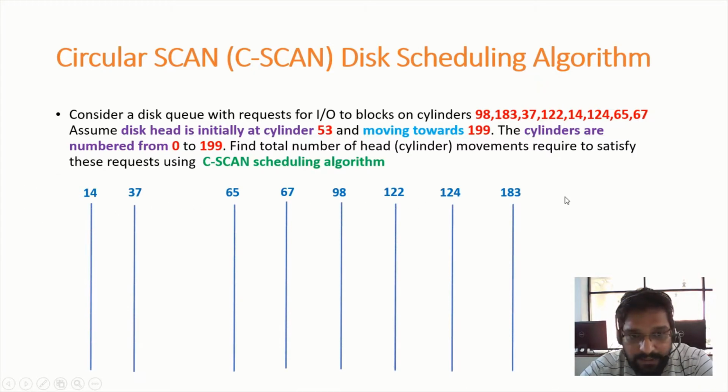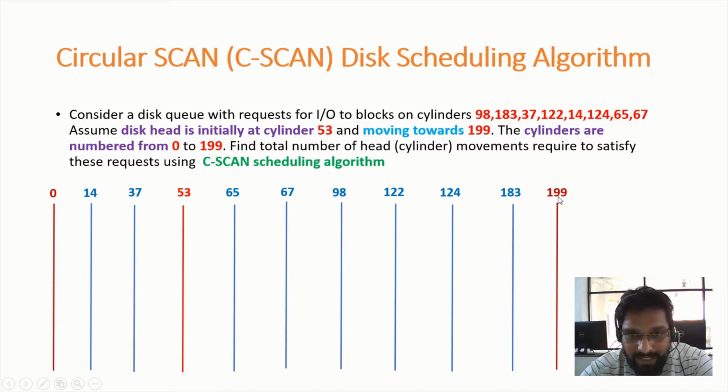Now, let me draw the lines under each and every number which represents the corresponding cylinders, right? In the question it says that initially the diskette is at cylinder number 53. So let me draw cylinder number 53, right? And not only that, they mention the cylinders are numbered from 0 to 199. So let me draw cylinder 0 and then cylinder 199, right? Since the diskette is initially at cylinder number 53, let me mark the diskette at cylinder number 53. In the question, it is clearly mentioned that the diskette is moving towards 199, right?